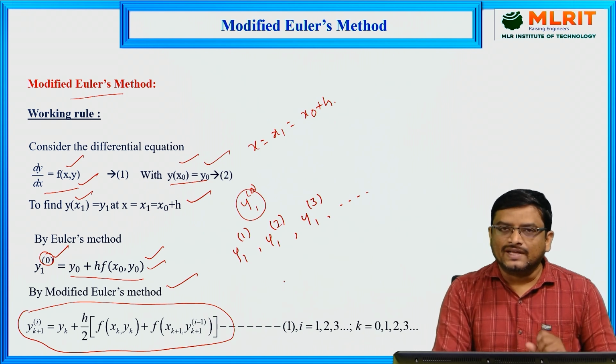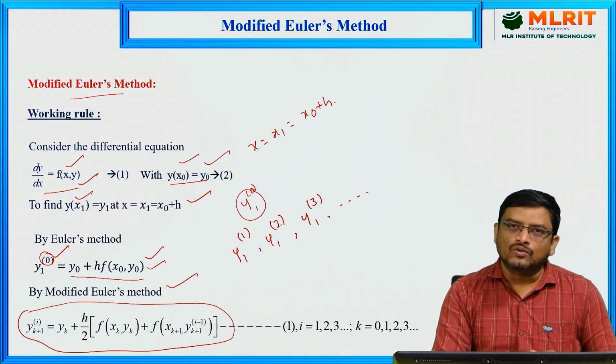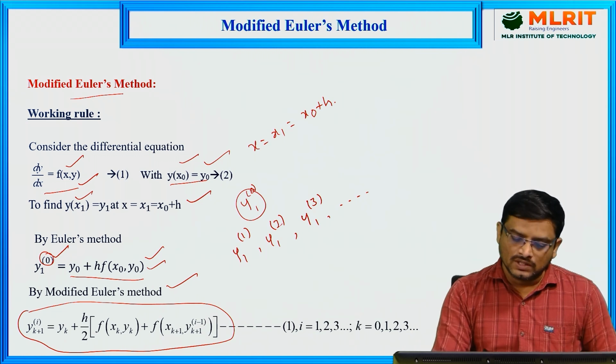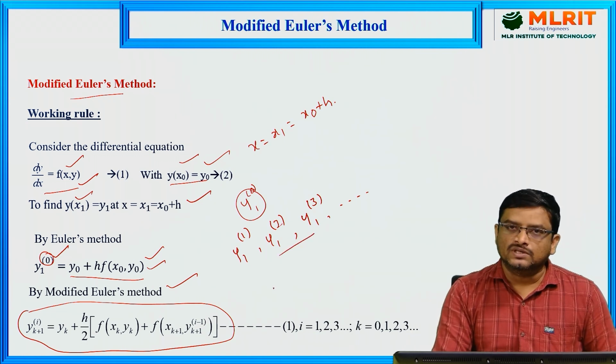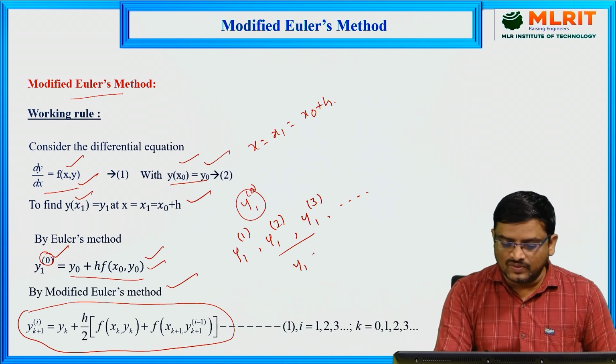At a certain stage, the present approximation value will coincide with the previous approximation value. Whenever the present approximation coincides with the previous approximations, then we can stop our approximations and consider that value as our final value of y1.